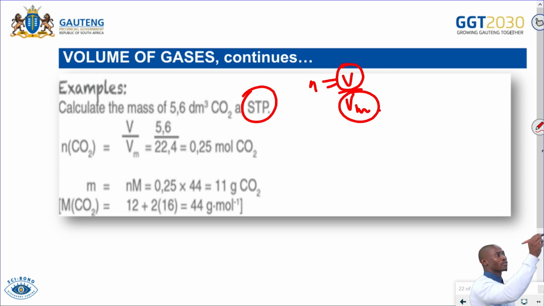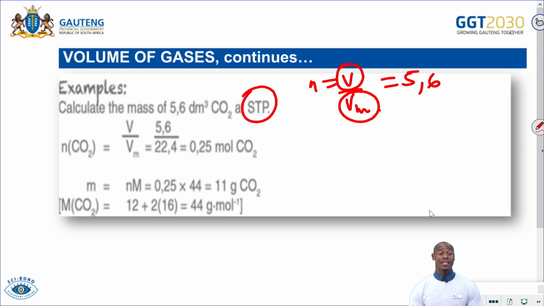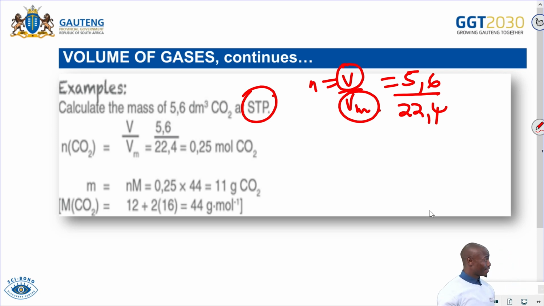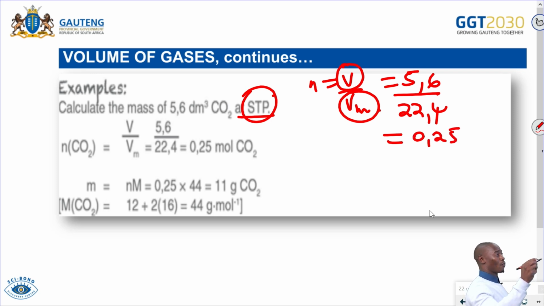So the number of moles, what is V? It's 5.6, and there's no need for us to convert because you're given V in cubic decimeters. Vm, because they're saying it is at STP, at STP what is the molar gas volume? It's 22.4. But if they didn't say STP, we are not going to assume that the gas is at STP, all right? They have to mention STP. If they didn't, it means that it is at a different temperature and pressure, then they have to give us Vm. It's 22.4 at STP. Then we get the value there as 0.25 mole.